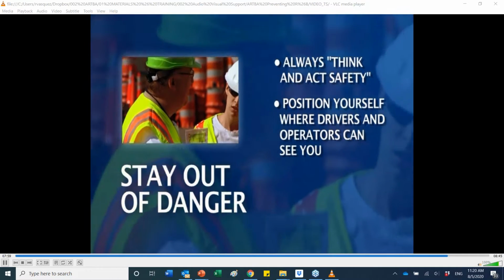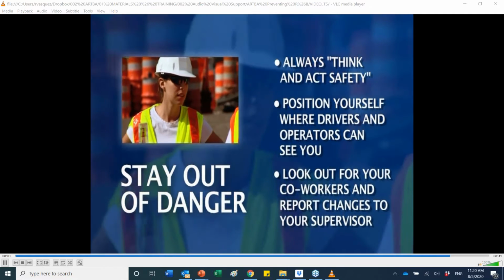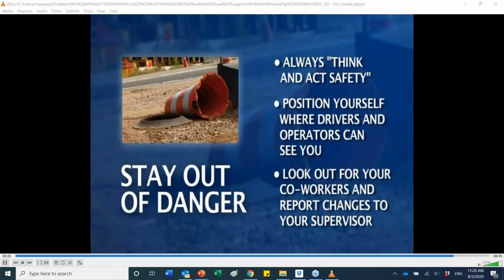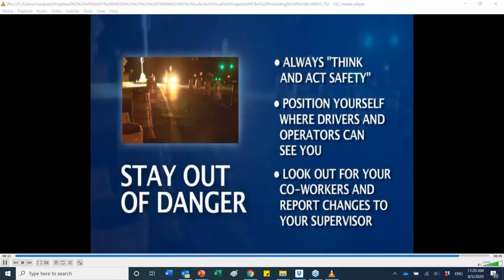You'll communicate with others in the crew and with drivers and operators. You'll look out for your coworkers, and you'll follow all work rules and avoid horseplay. You will also bring to your supervisor's attention any conditions that have changed and may be hazardous.